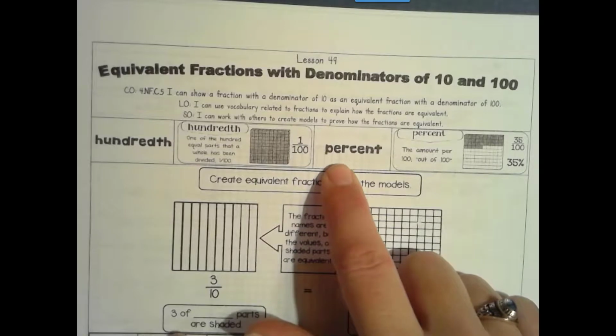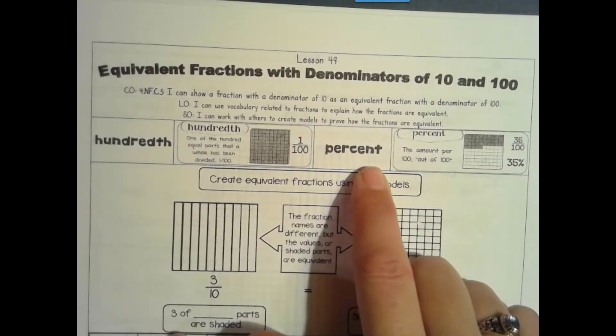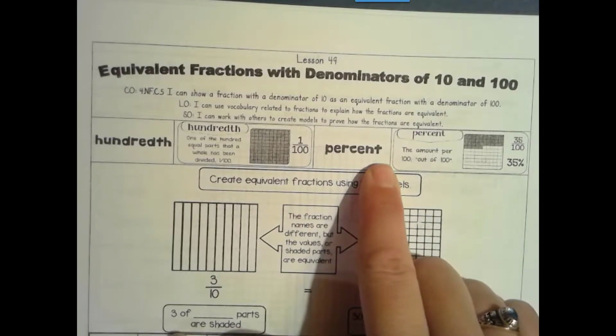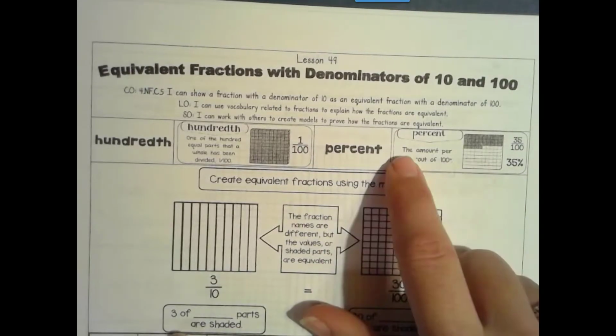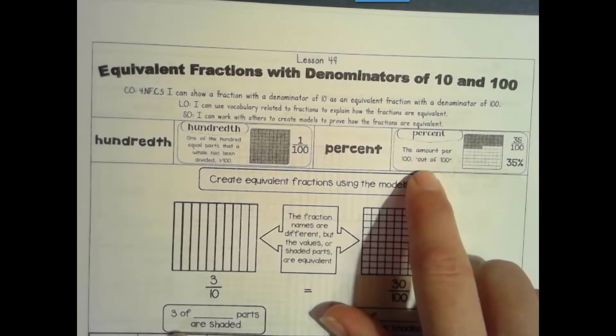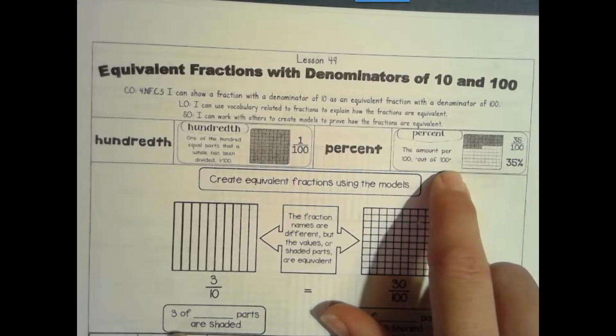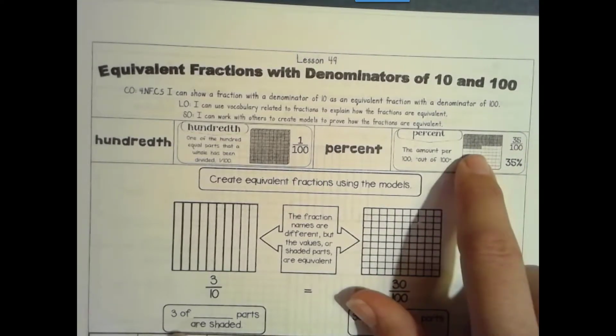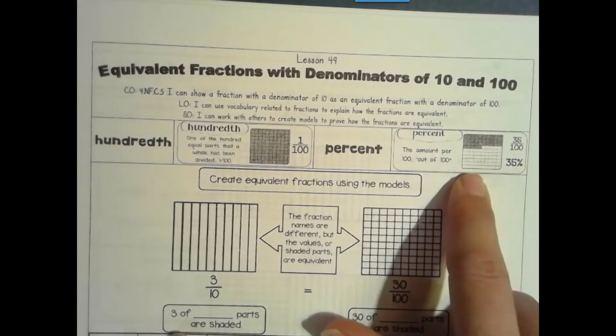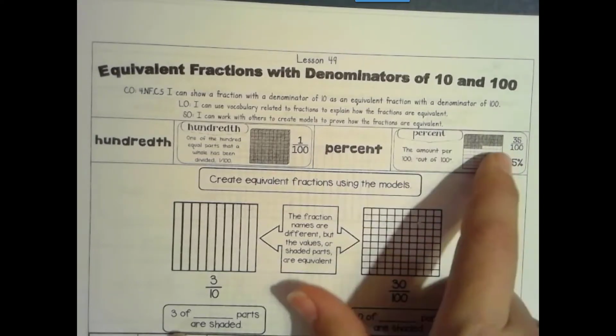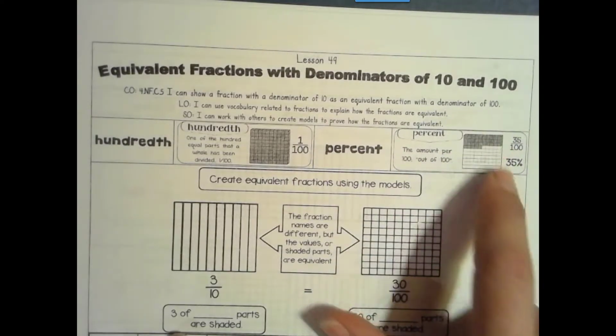Percent. Per means through or thorough. Cent means 100. So through 100. The amount per 100, out of 100. So here we have 35 shaded in out of a total of 100. That means there's 35 per 100, or 35%.